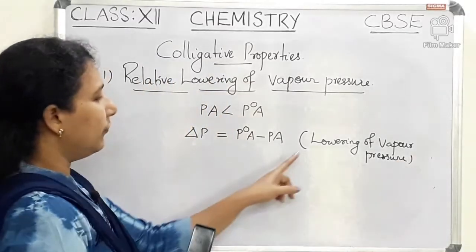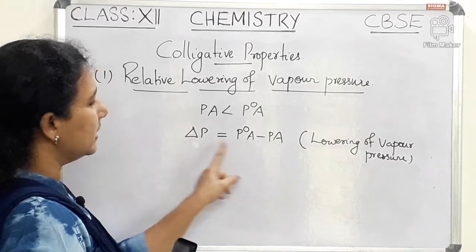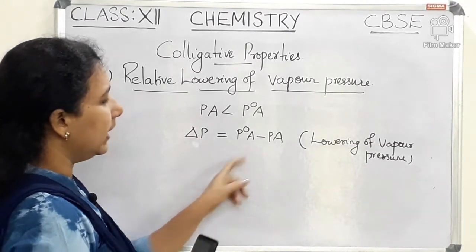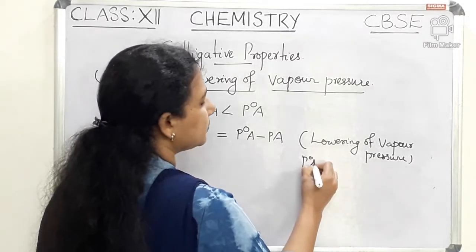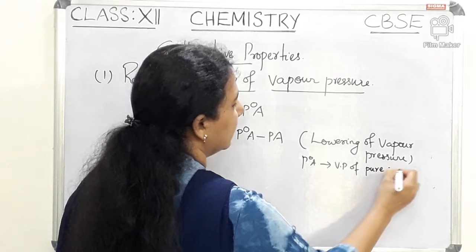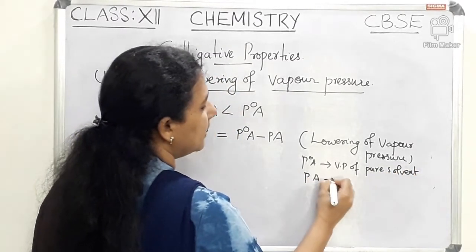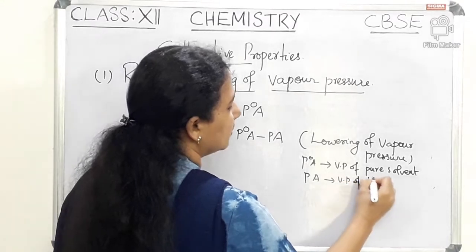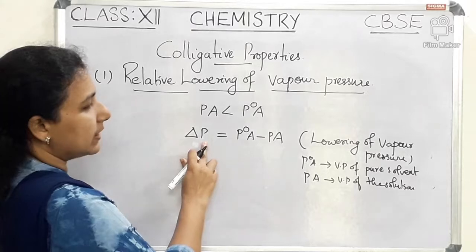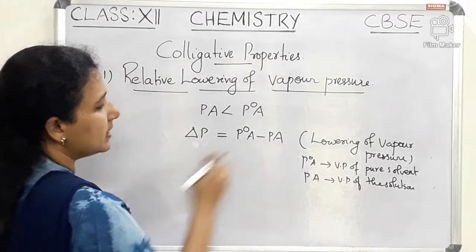So lowering of vapor pressure, delta P, is equal to P0A minus PA. P0A is the vapor pressure of pure solvent A, and PA is the vapor pressure of the solution. So delta P is the lowering of vapor pressure, that is equal to P0A minus PA.